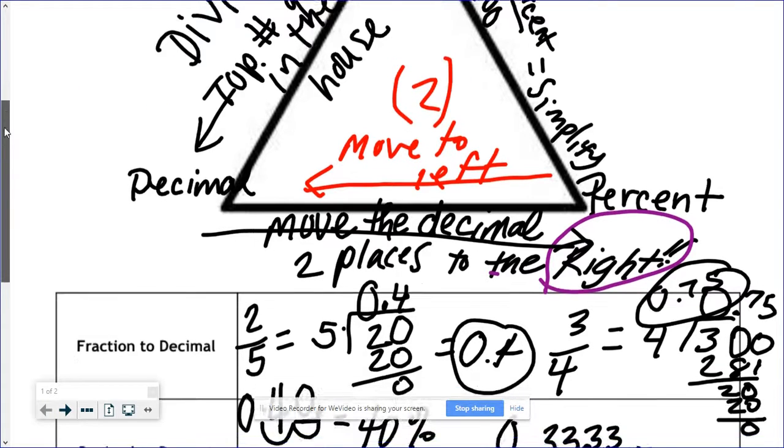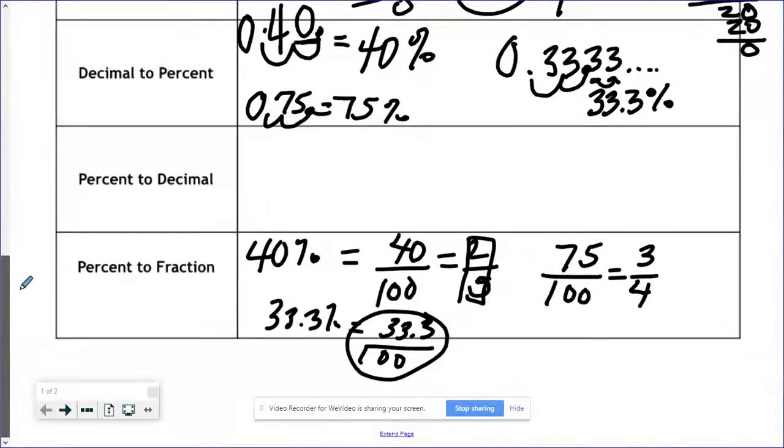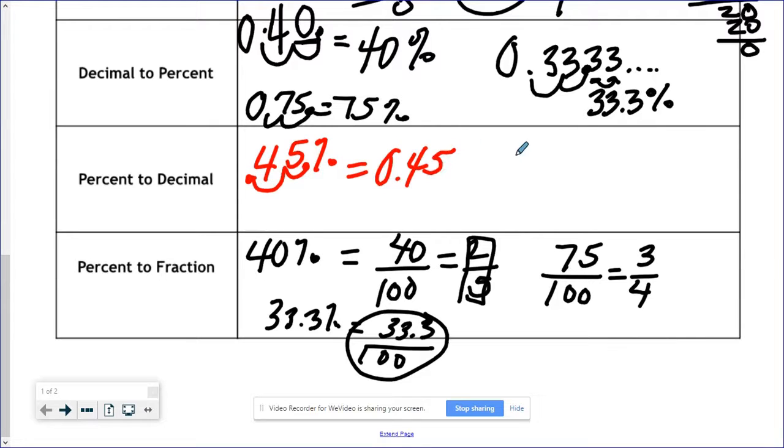So let's move down to our notes. And again, pause if I move too fast. So if I start with the percent, I start with 45%. You know that if there's no decimal, the decimal is going to go on the end. So I'm going to drop the percent sign, and I'm going to go 2 places to the left. So that's going to give me 0.45. If I had 56%, decimal's here, 2 places to the left, 0.56.